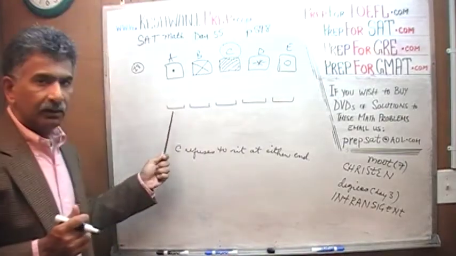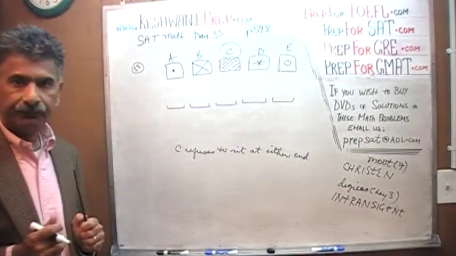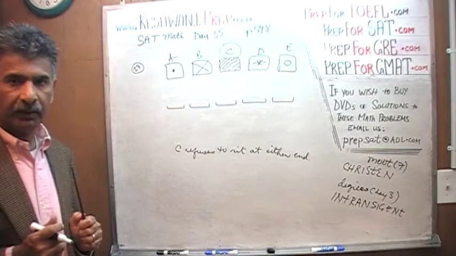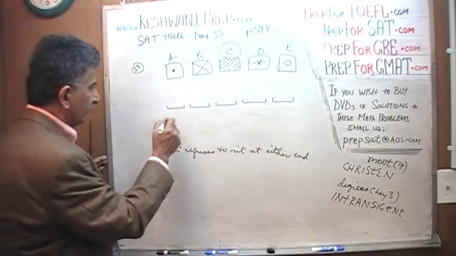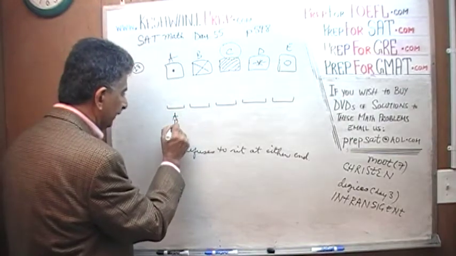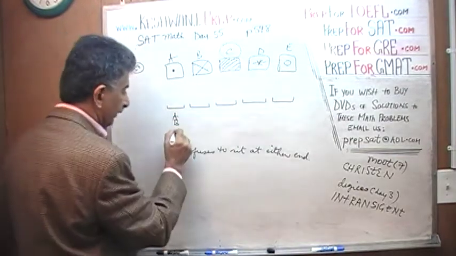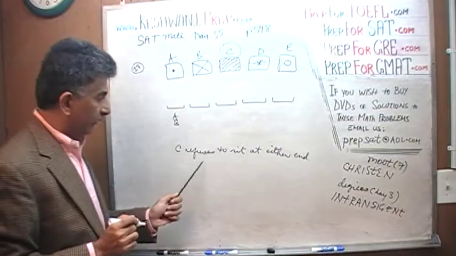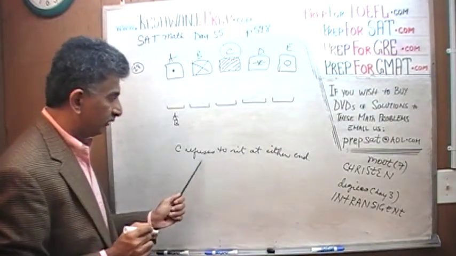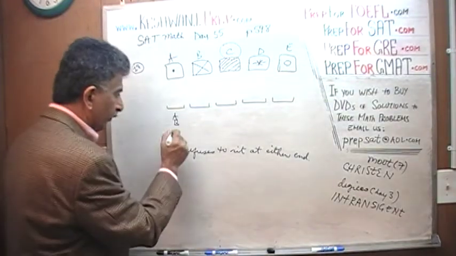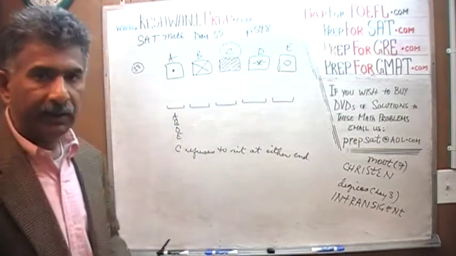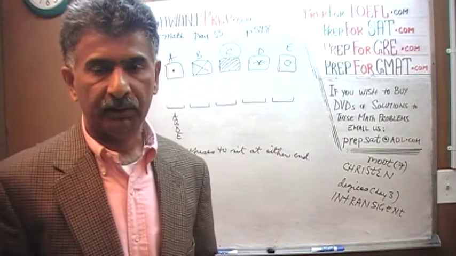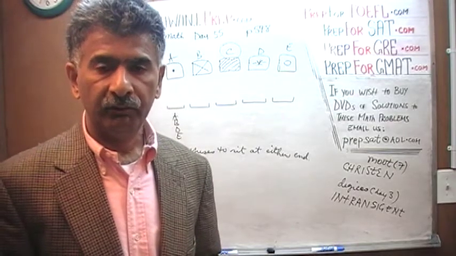How many different ways can we fill up the first spot? The answer is 4. We can have either A, B, D, or E. C does not want to sit at either end. You see, right here, C refuses to sit at either end. So we have 4 choices: A, B, D, or E. We can put any one of these 4 people in the first spot. There are 4 ways to fill the first spot.